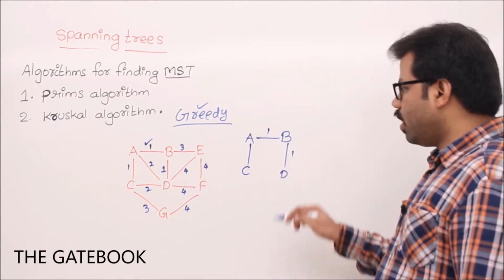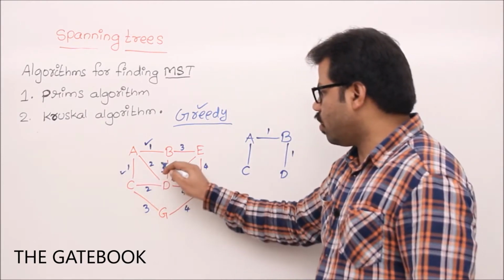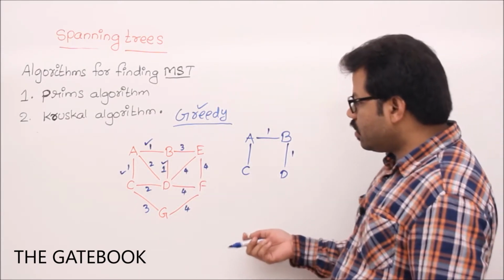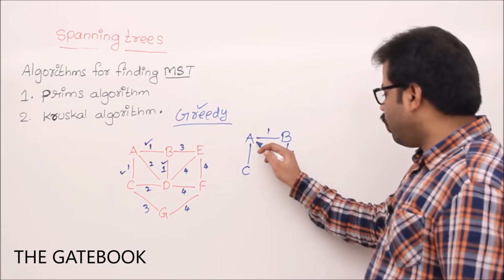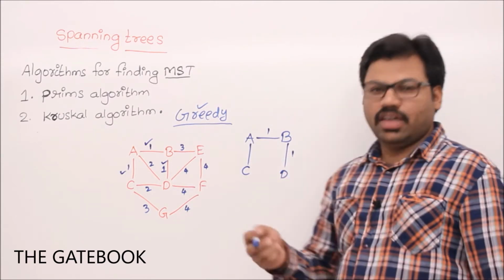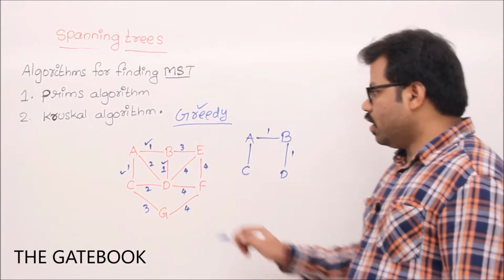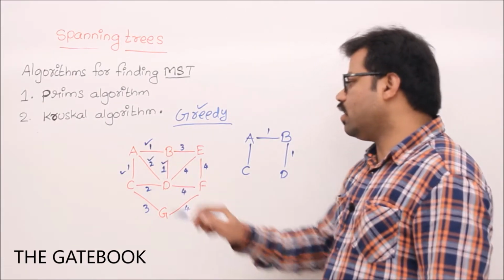What is the next minimum element? So far 3 ones are gone. We have any one? No. Then do we have 2? Yes. What is that? We have A to D. But if I take A to D, though it is minimum, it is forming cycle. If it forms cycle, don't take it, though it is minimum. That's why we never consider this one.